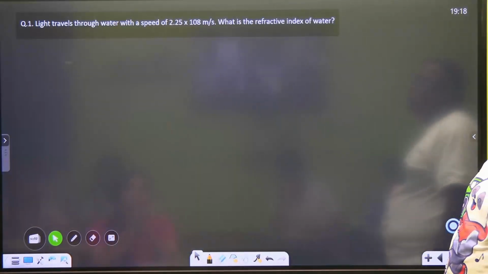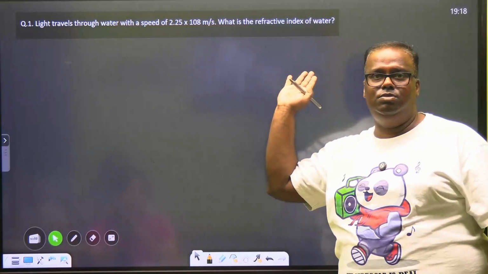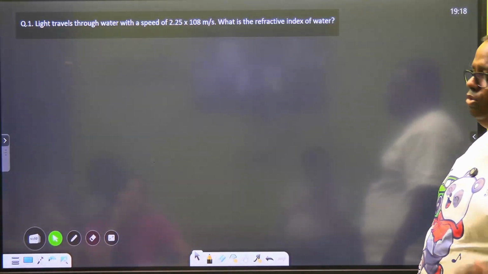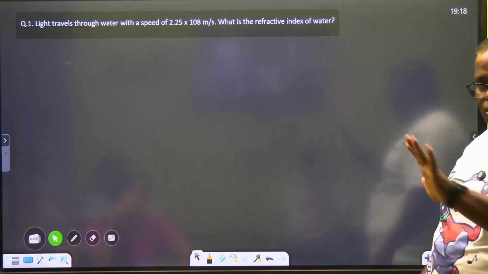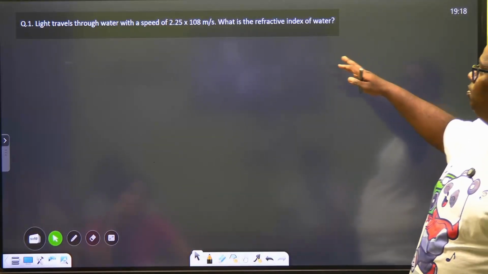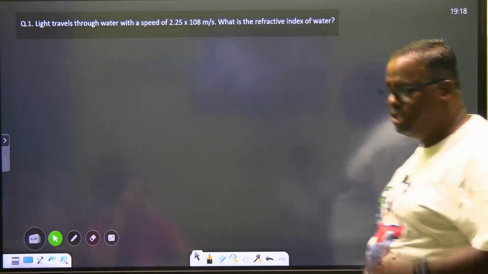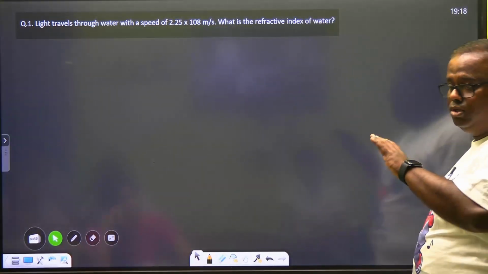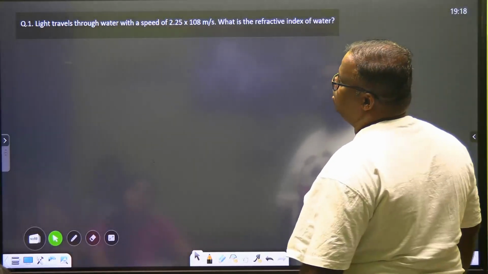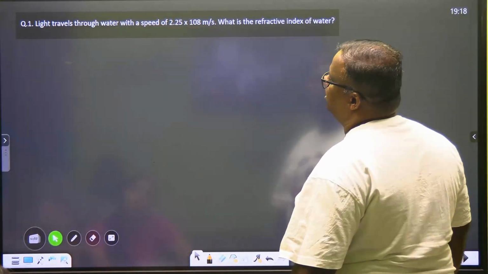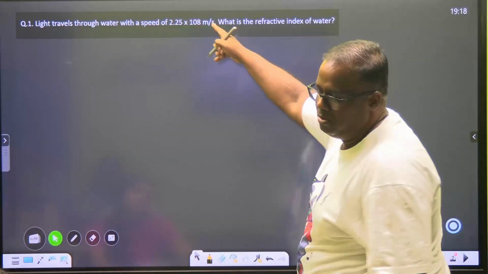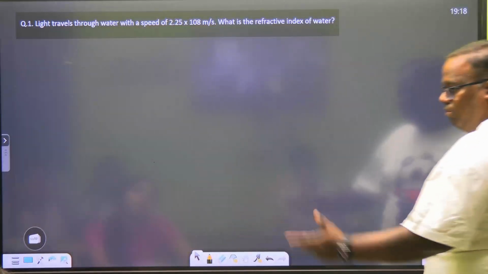Let's take our first problem. Can you read this? Online children, you can read this. Okay. Light travels through water. Don't try to solve it. I don't want anyone to solve this problem. I just want you to understand. Light travels through water with a speed of 2.25 into 10 to the power 8. This is 10 to the power 8. Okay. What is the refractive index of water?